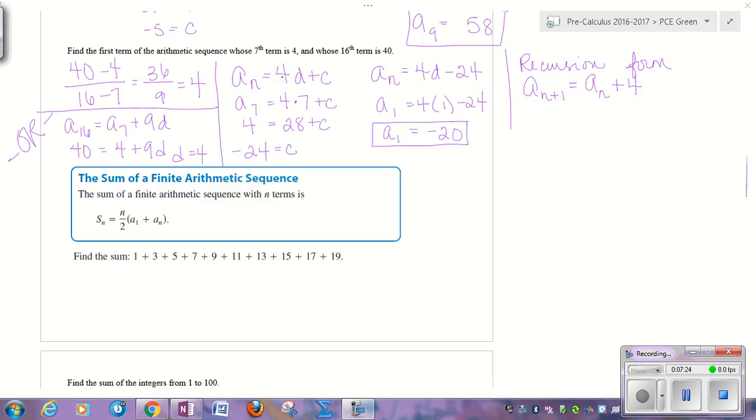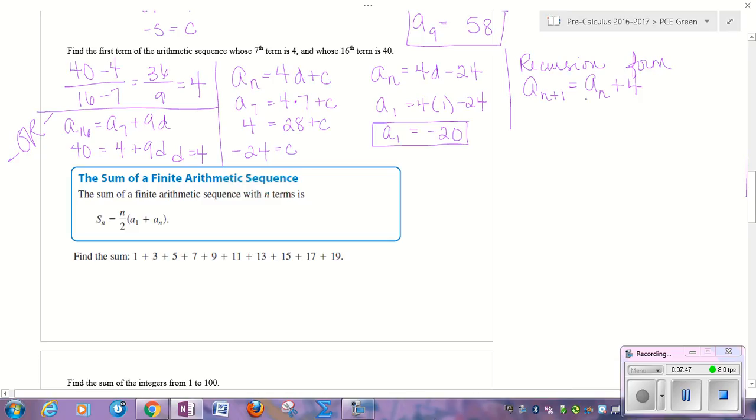All right, I came up with a C value of negative 24, which gave me a general form of 4n minus 24, which gave me a first term in this sequence of negative 20. And then off to the side, I just put the recursion form. So I would always have to take the term before and add 4 in order to get to the next term. All right, let's move on to sums.